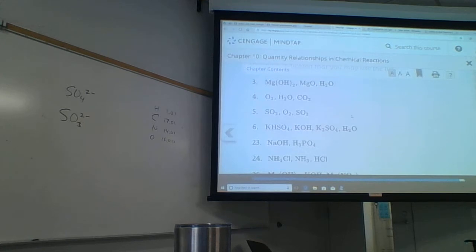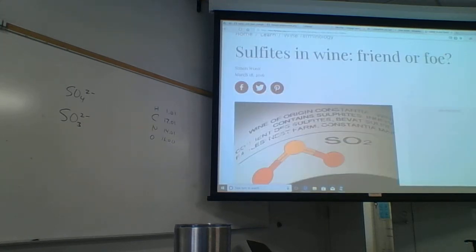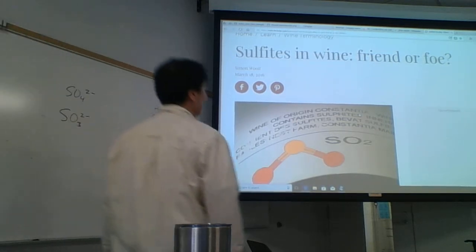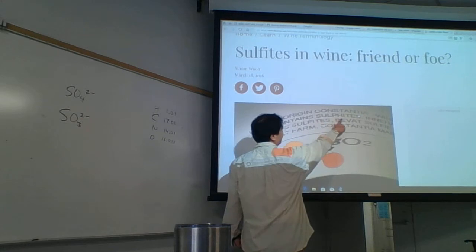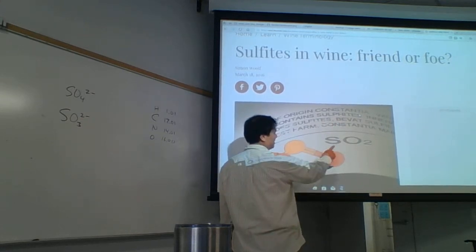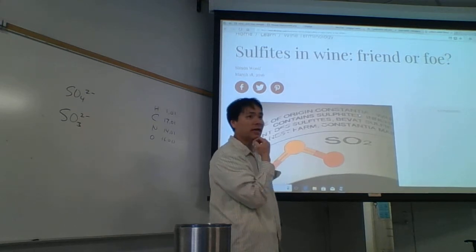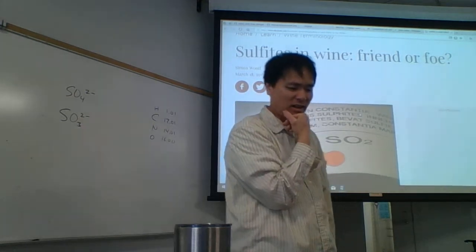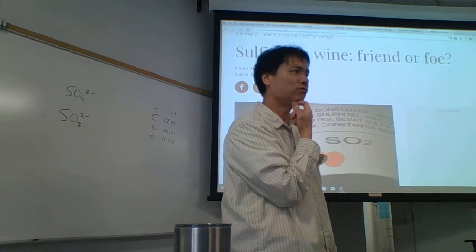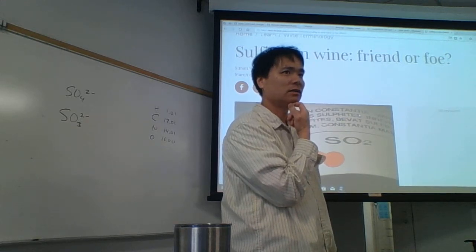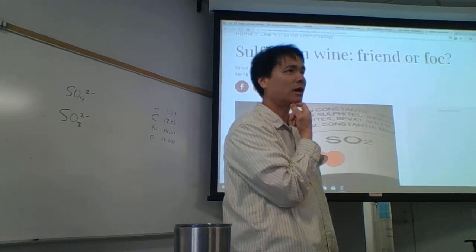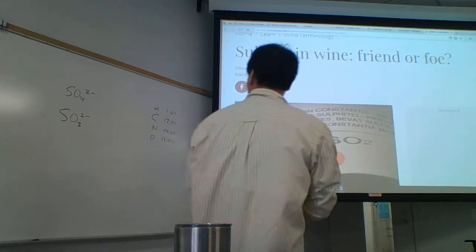But, you know, when I look at the label on wine, let's say sulfites in wine, this contains sulfites. Is that sulfite? No, that is sulfur dioxide. So why are they calling sulfur dioxide sulfite? I don't know. But I do know something.